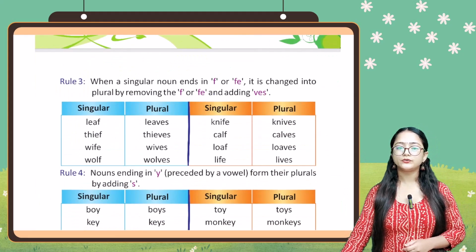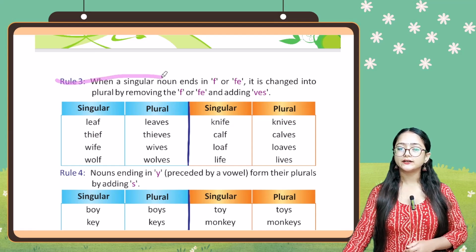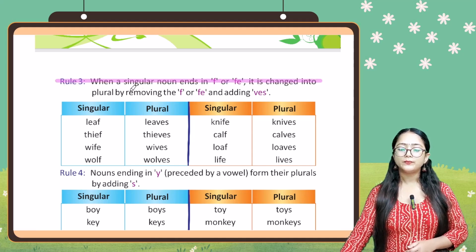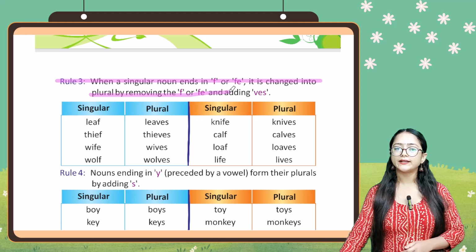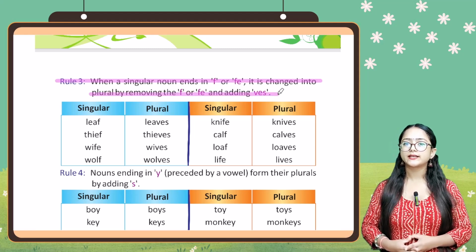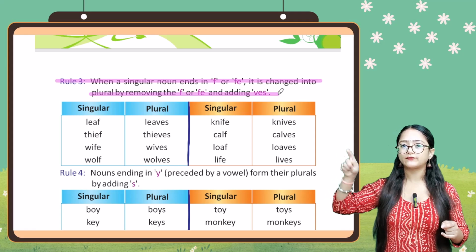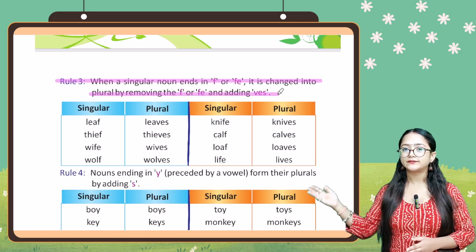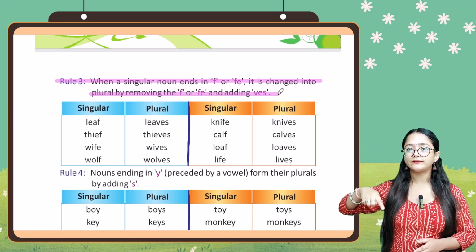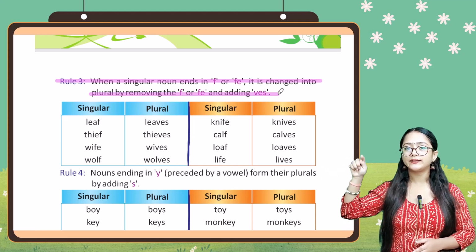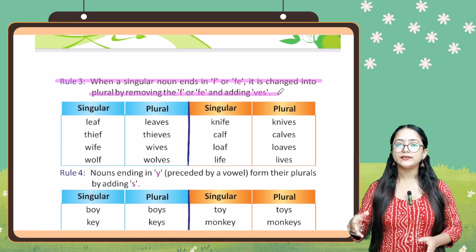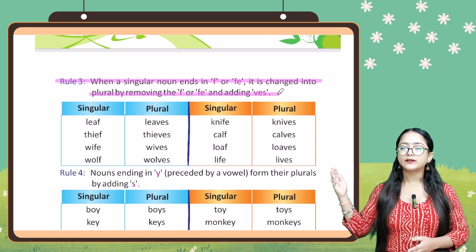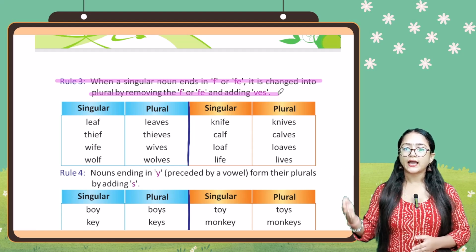Now let's talk about rule number 3. When a singular noun ends in F or FE, it is changed into plural by removing the F or FE and adding VES. For example, leaf, leaves: you have to remove F and write LEAVES. You have to add VES to make it plural. Next, thief, thieves, wife, wives, wolf, wolves, knife, knives, calf, calves, loaf, loaves, life, lives.